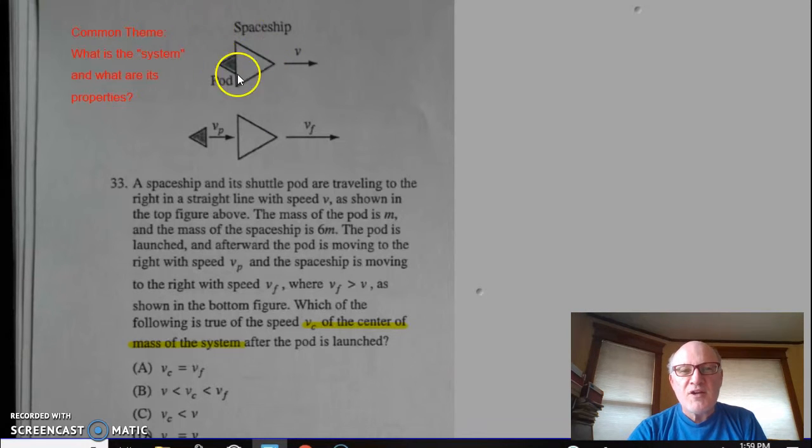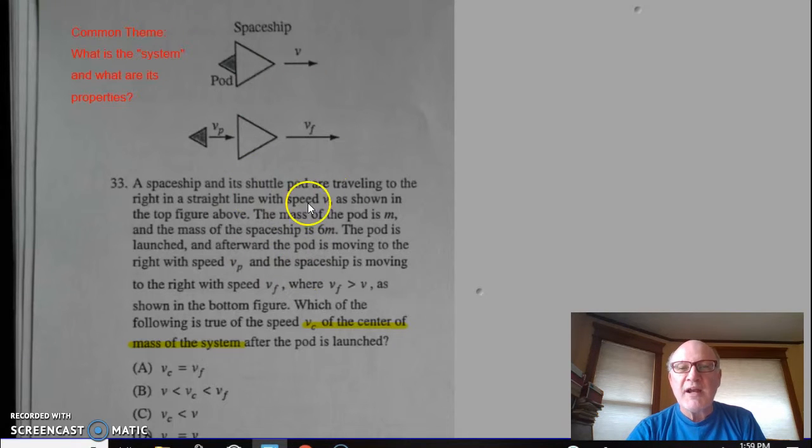So the entire spaceship is moving forward with a velocity v. Later, the spaceship is moving with vf and the pod is moving with a velocity vp. But if we could locate the center of mass and watch how it is moving, we would see that the center of mass continues to move with a velocity v.